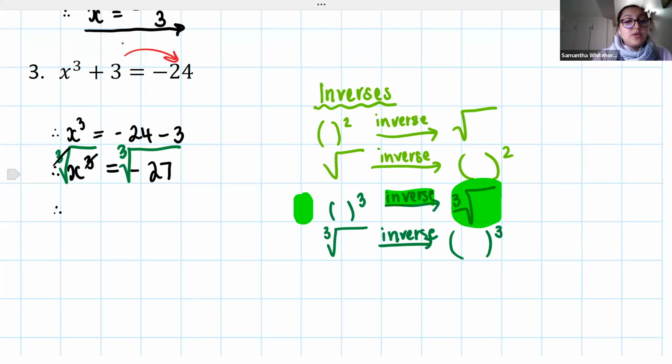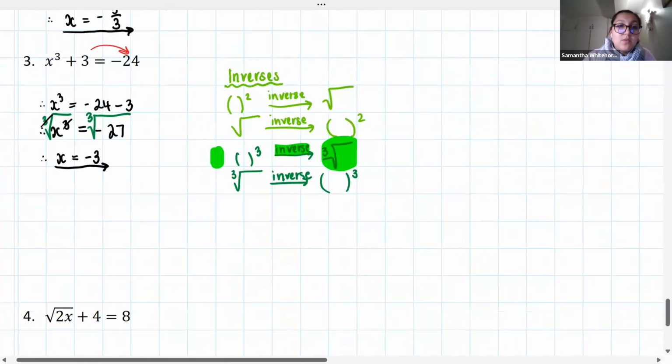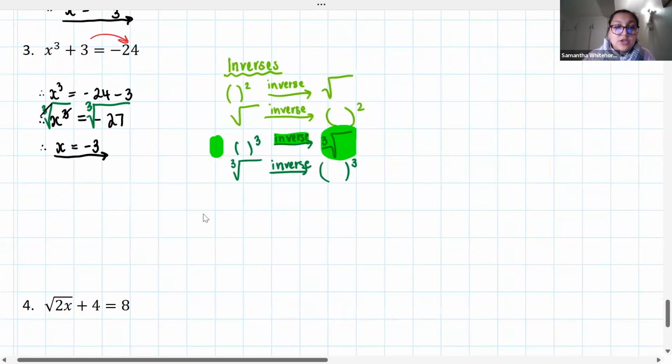Remember, the cube and the cube root cancel each other out, leaving us with just x. And the cube root of negative 27 is negative 3. All right, so when it comes to cubes, nothing changes. We just have a new set of inverse operations that we need to be mindful of. So with all of that being said, what I want you guys to try is question 4.